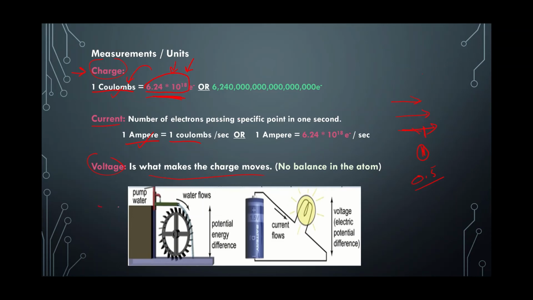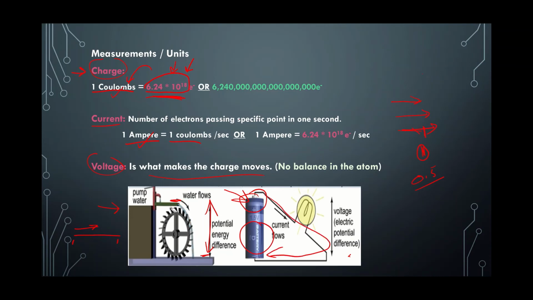Now, what is voltage? Voltage is what makes the charge move. If you look at this figure, you will find that by creating a potential difference between the ground and the upper part, the water will flow. If we have a flat surface, for example, the water cannot move. Why? Because the potential difference between this point and this point is 0. The same will be applied to electricity. We have to create a potential difference between the positive side and the negative side, so the electrons move.